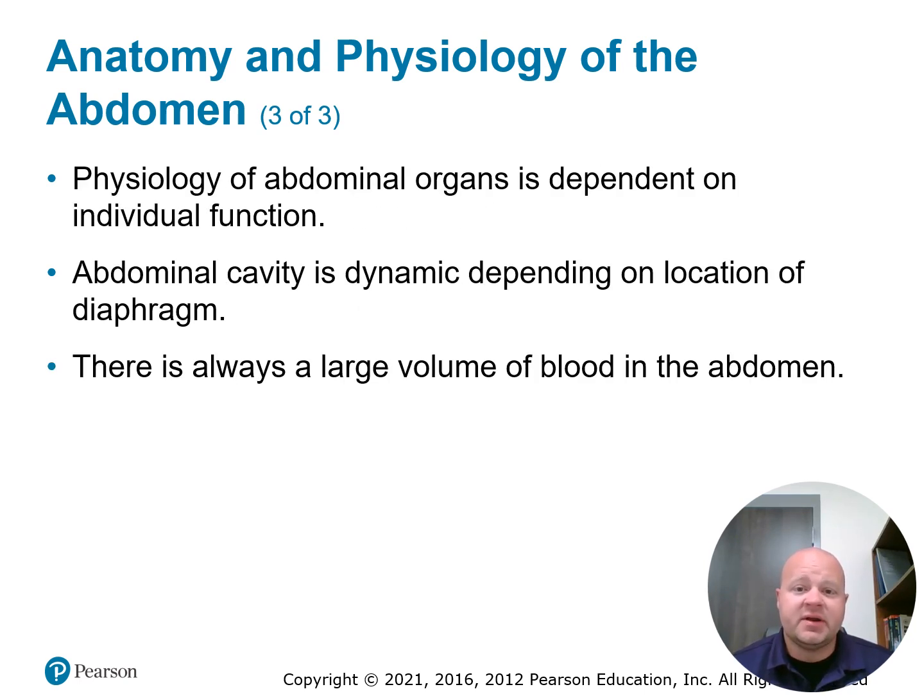Physiology of abdominal organs is dependent on the individual function. So obviously each organ's got its own function within the body. The abdominal cavity is dynamic depending on the location of the diaphragm. So when we inhale and exhale, those organs' location can change a little bit. There is always a large volume of blood in the abdomen. When we talk about the kidneys, the liver, the spleen, all the intestines, and then obviously the aorta and vena cava going through the abdomen, that's a large volume of blood that's consistently in the abdomen.